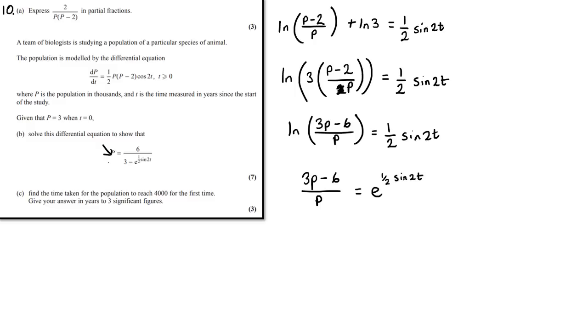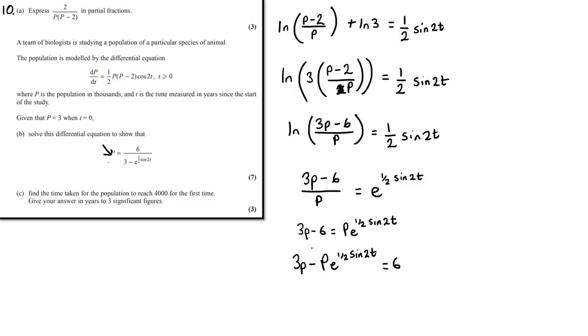Okay? So we've still got a bit more work to go here. Because I've got a 3p here in the numerator, we've also got p in the denominator, we're going to have to times through by the p and then collect all the p's on one side and factorize that p out. Okay, so I get 3p minus 6 is equal to p e to the power of a half sine 2t. Like we said, now we're going to collect the p's on one side, so that's 3p minus p e to the power of a half sine 2t. And that's equal to positive 6. So I've took this minus 6 onto the other side.